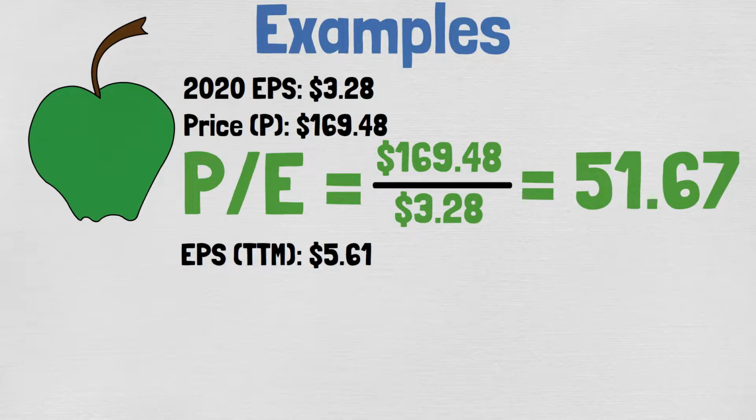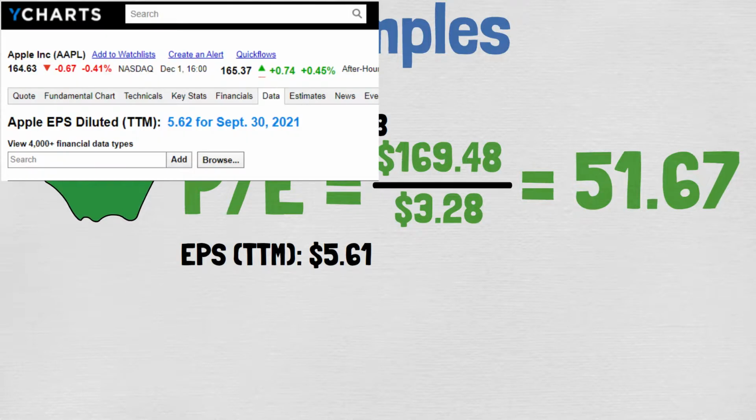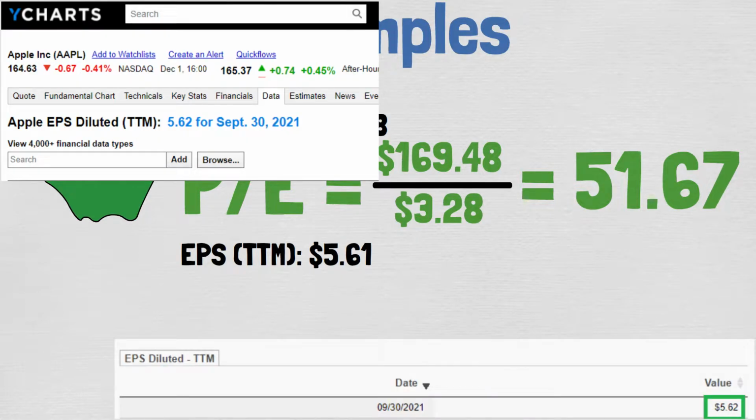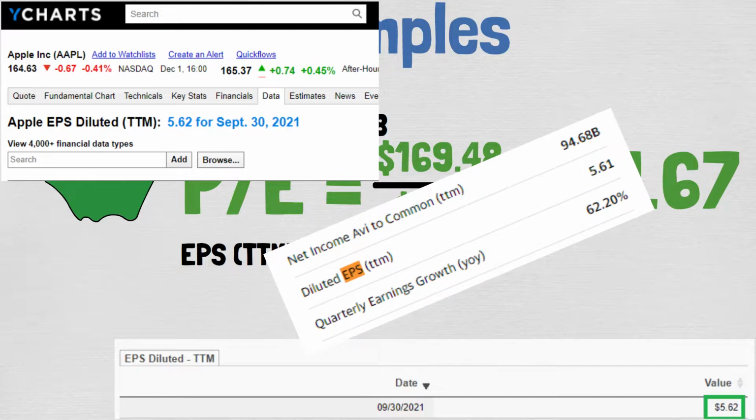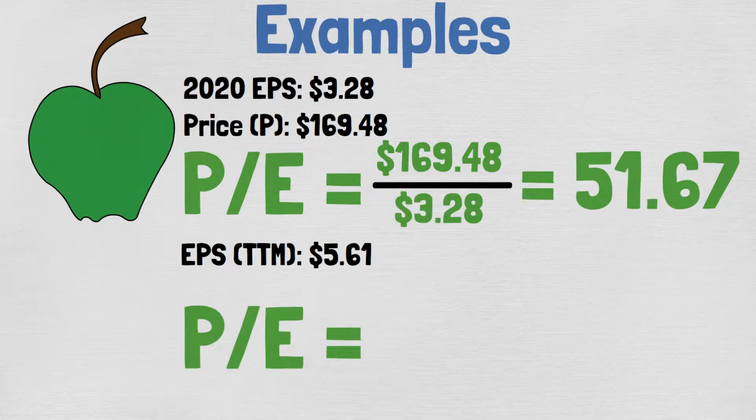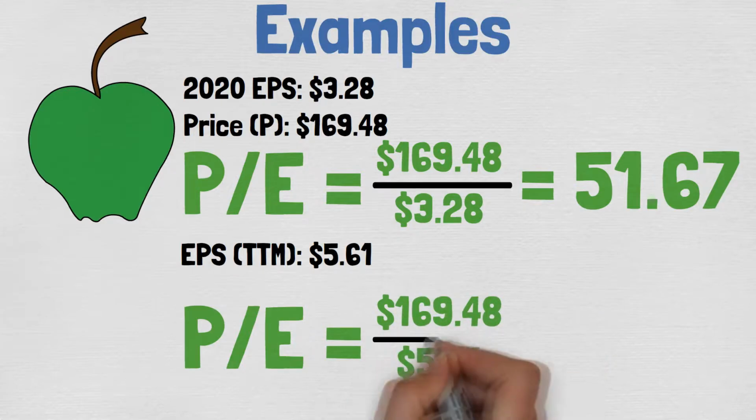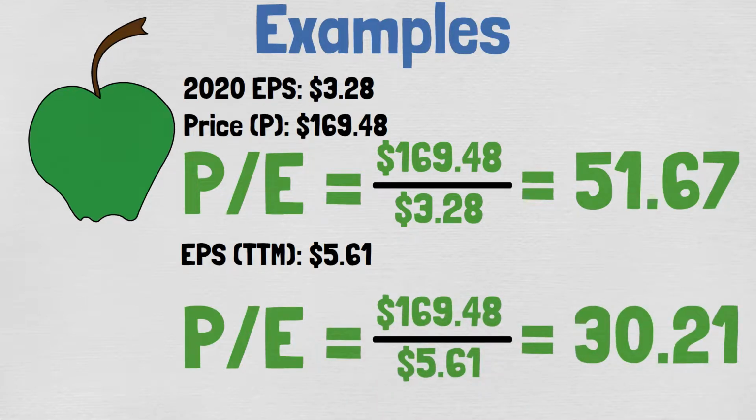You could of course calculate this by yourself, but I'd rather take a shortcut and take a look at a couple of different finance websites. They all have 5.62 or 5.61 for the trailing 12 months EPS, so we can assume it's correct. With that, the trailing PE ratio would be 30.21.